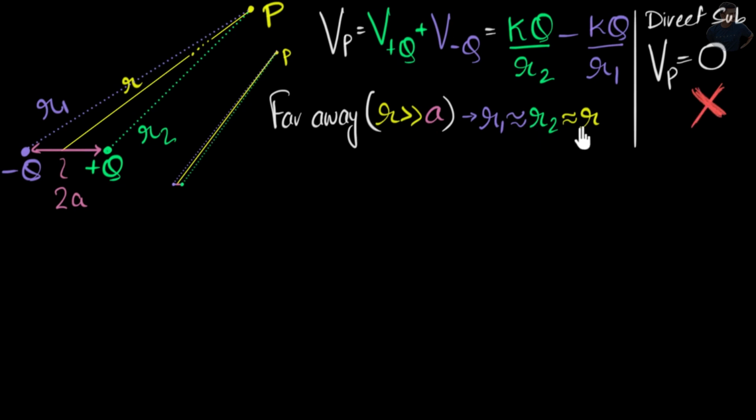Because although they are approximately equal to each other, I know from the diagram that R1 is slightly bigger than R2. Q plus Q is slightly closer compared to minus Q. Therefore, the potential over here must be slightly positive. So there is some small value which is not 0, and my goal is to figure out the expression for that small value. Are you getting that?